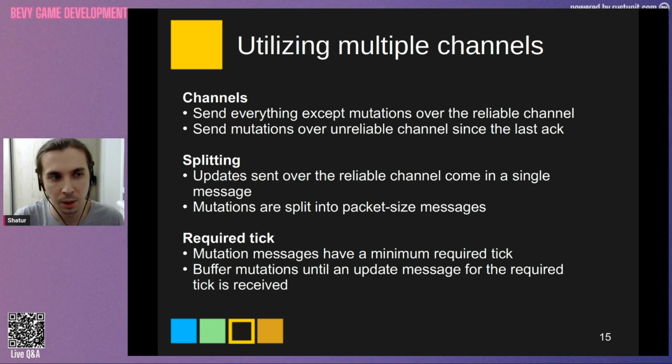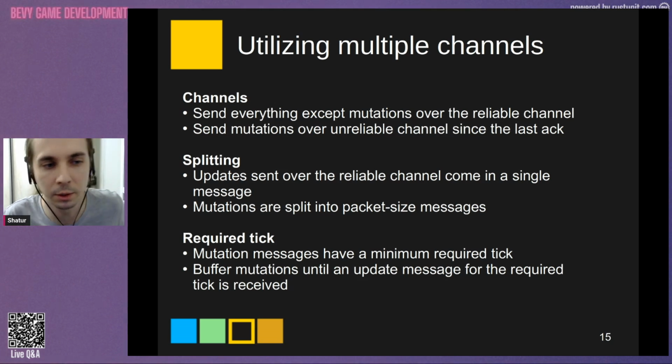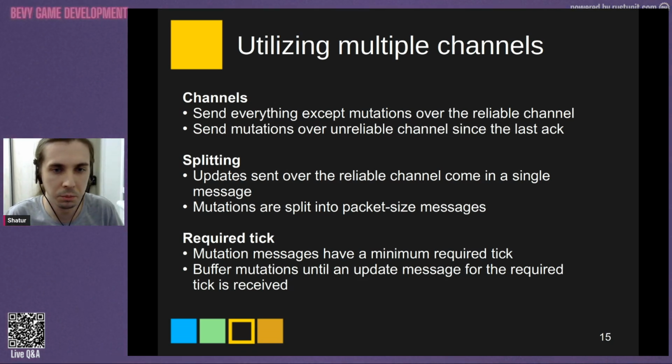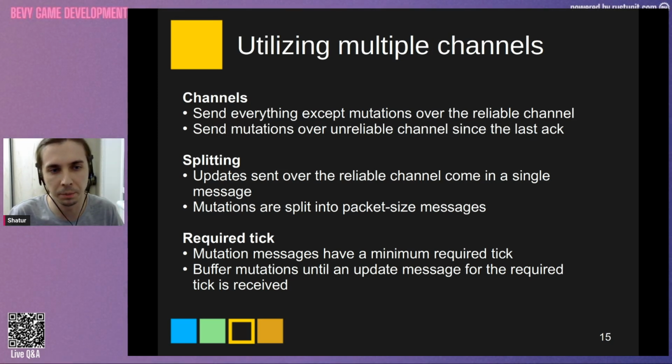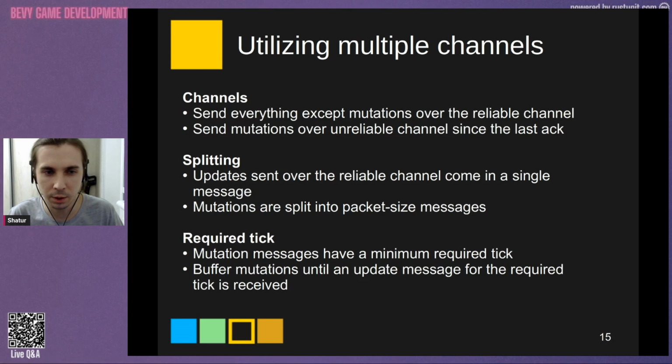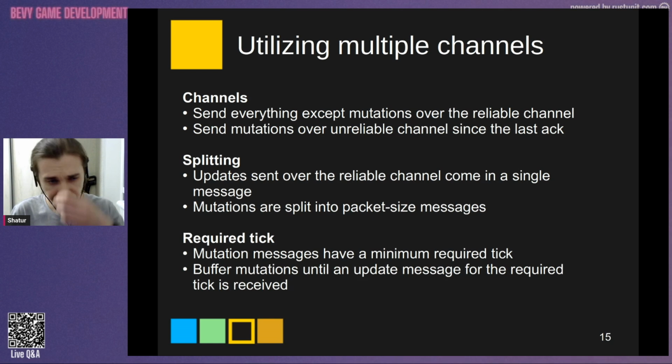For reliable channel, we don't do anything special. We just use a single message, pack everything in a single message because we don't want to lose anything. We don't want to apply the update partially. It would be weird if you replicate half of the world. That doesn't make much sense. But mutations are split into package size messages. So we try to pack them efficiently. And this allows us to apply mutations partially because they don't break the game logic.